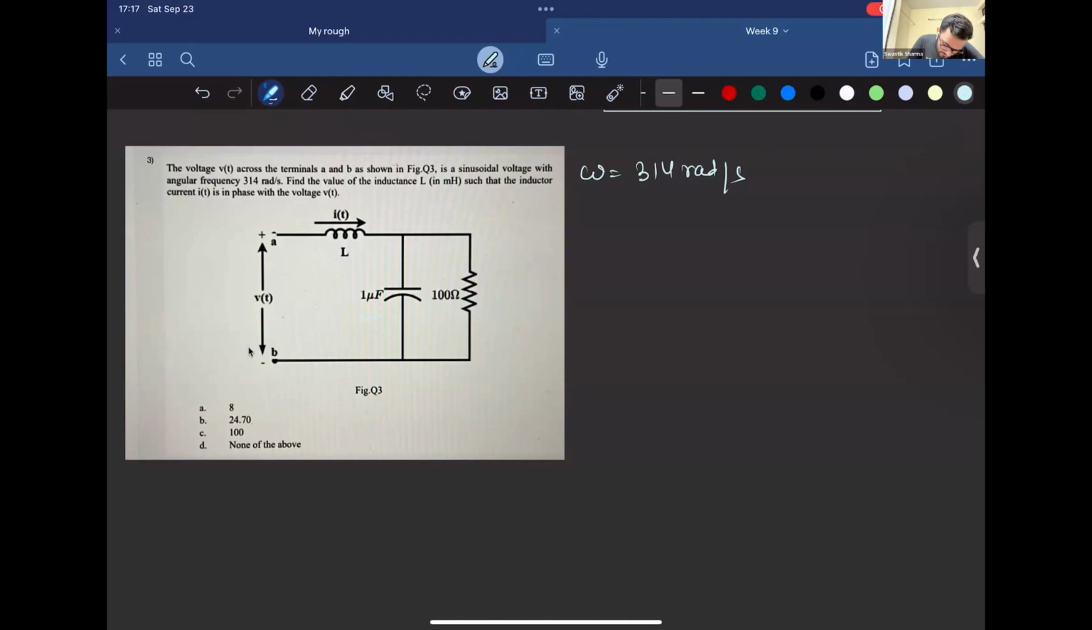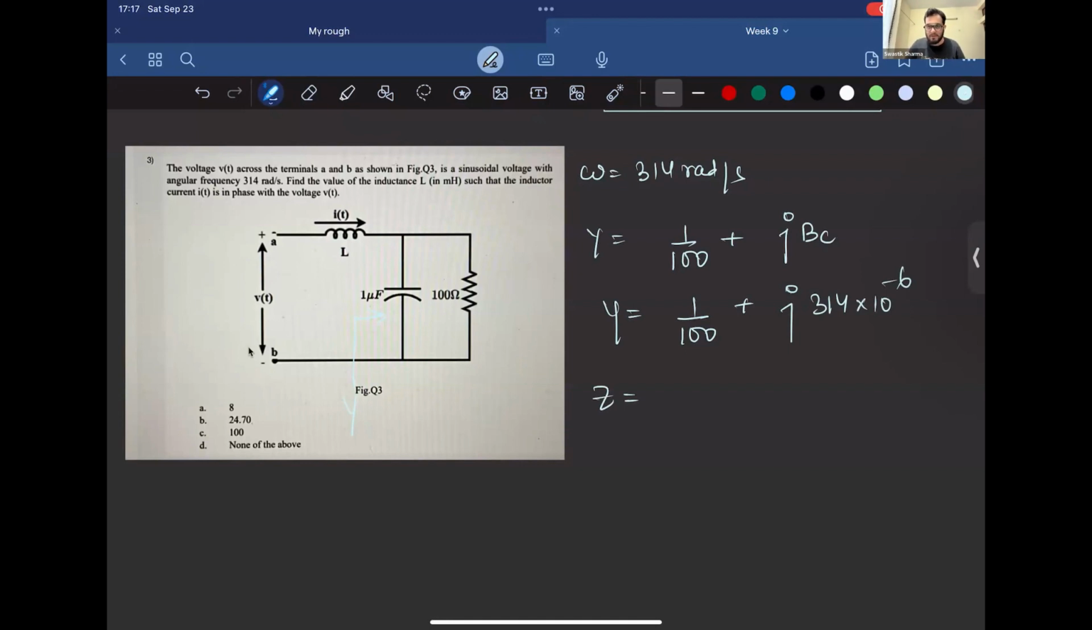Let's first calculate the admittance for this. What is the admittance for this? It would be 1 upon 100 plus j omega C, which is 314 times 10 raised to the power minus 6. So can you quickly tell me the value of the admittance? Sorry, the value of the impedance, which is nothing but 1 over admittance.